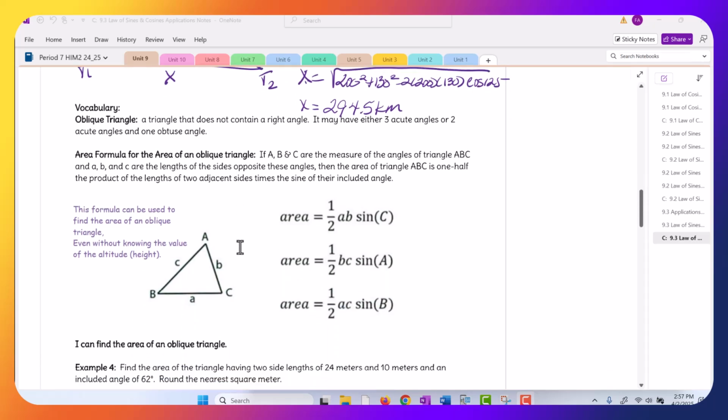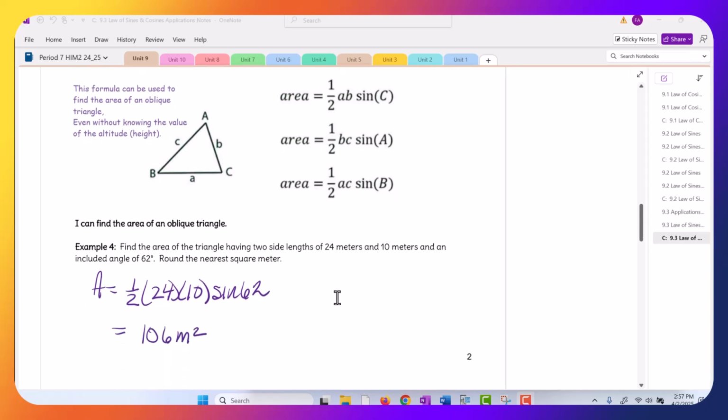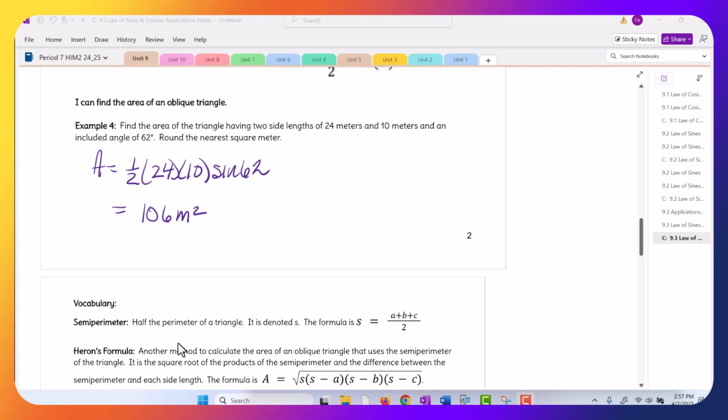Now, something a little bit different from law of sines and cosines. These are two alternate ways to find the area of an oblique triangle. And the first one basically uses two sides and an included angle along with this formula. So if we give it a try, we have sides of 24 and 10 meters respectively with an included angle. That means the angle in between is 62 degrees. I just plug it into the formula and I get 106 square meters.